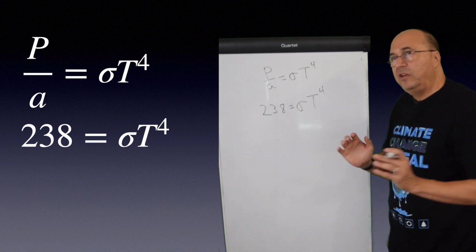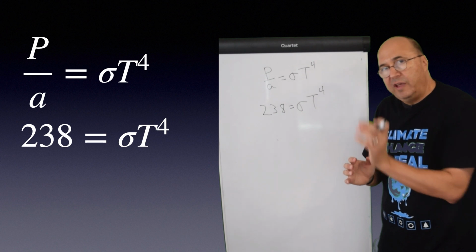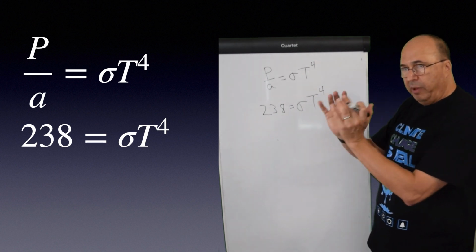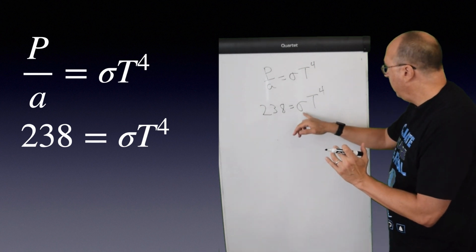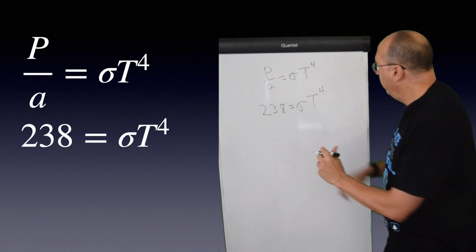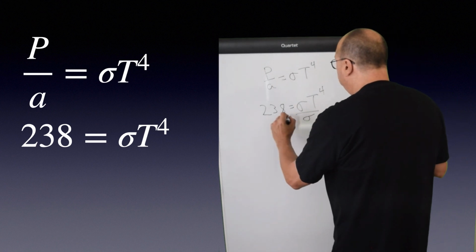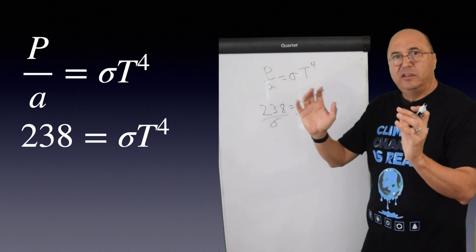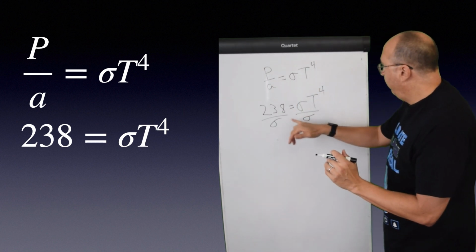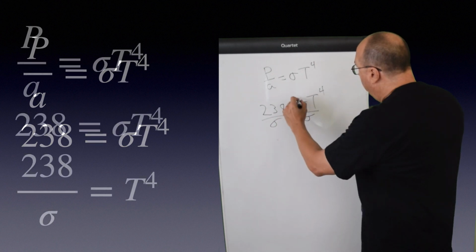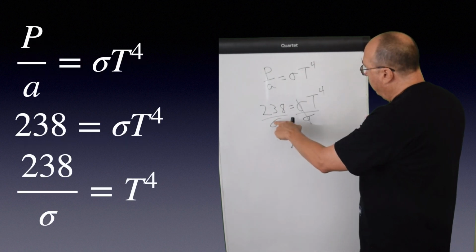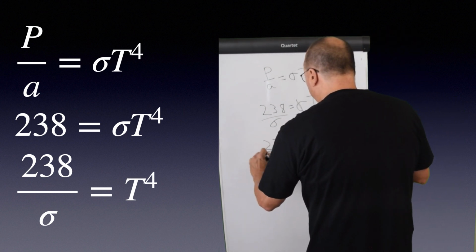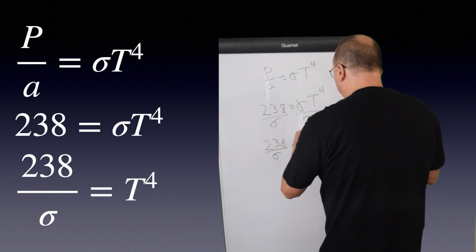So the first thing to do, as I said before, when you're doing algebra problems, is move everything to the other side. Isolate the variable you're trying to solve for. That should be all by itself on one side of the equal sign. So this means we got to move the sigma over here. And the way we do that is we divide both sides by sigma. You can always multiply or divide both sides of an equation by the same number. So if I divide both sides by sigma, those cancel. I get rid of the sigma, and the sigma appears over here. So in other words, 238 over sigma equals T to the 4th.